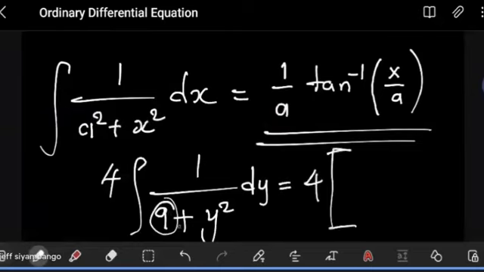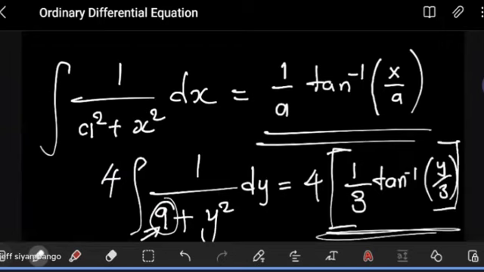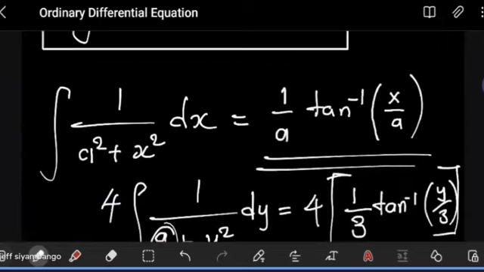A is the square root of this term here, and y must have a coefficient of 1, not a number. Once you've ensured that, this becomes 1 over the square root of 9, which is 3, and then you have tan inverse of y over 3. That becomes the solution. Without having to integrate, all I had to remember is this shape.